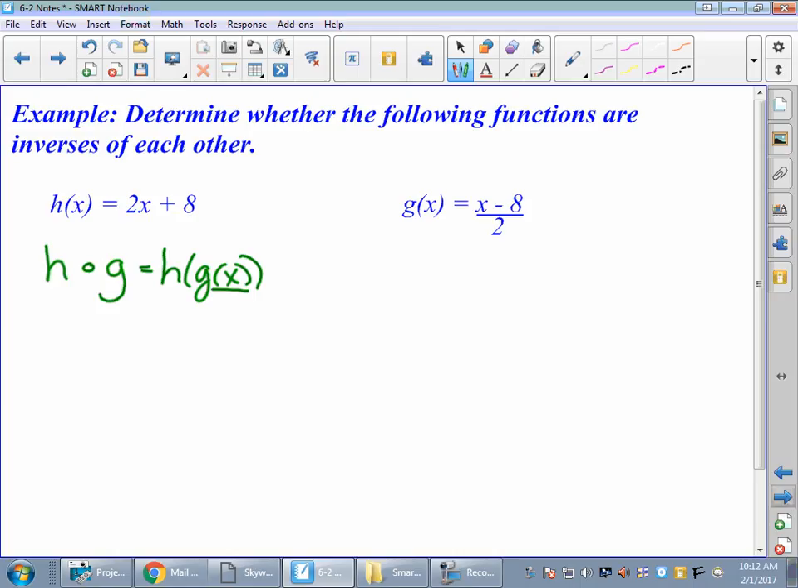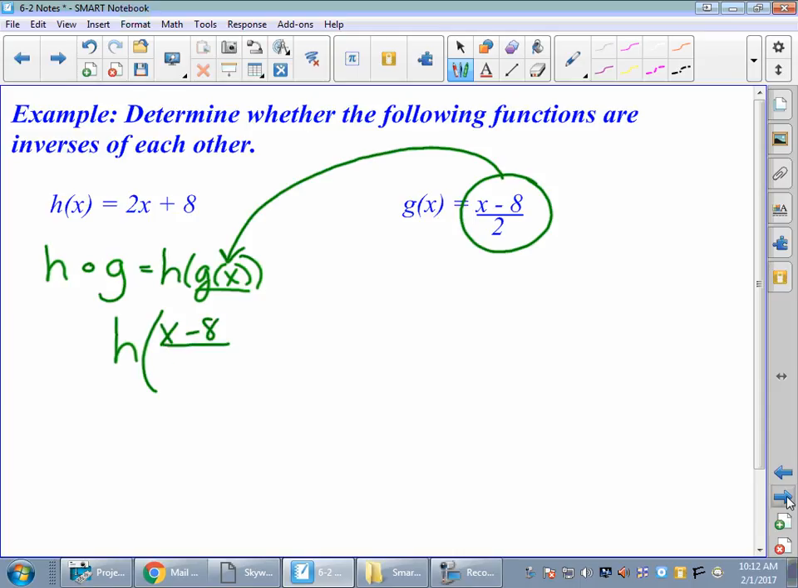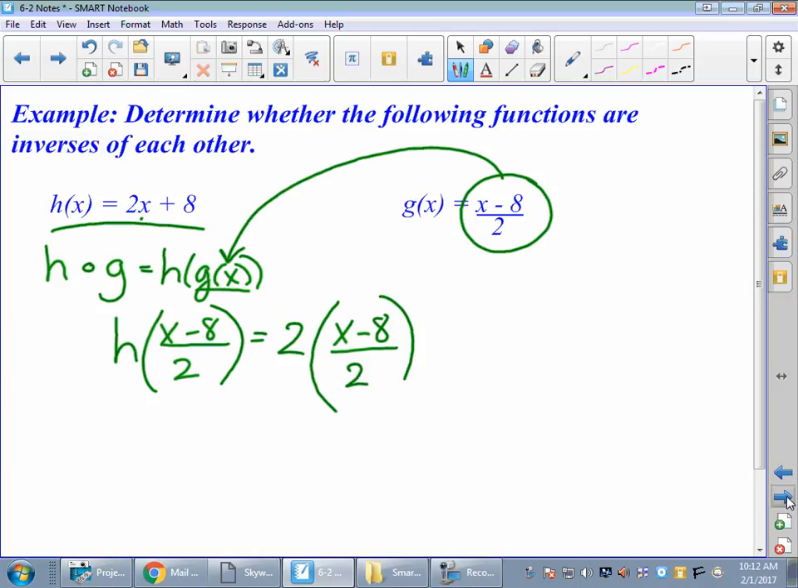I can see G of X sitting inside the H of X function. So I'm going to take the actual G of X function and plug it into that spot. So I'm going to find H in terms of X minus 8 over 2. And what that function notation means is I'm going to use the H of X function, and wherever I see the variable, I'm going to replace it with X minus 8 over 2. So that's 2 times the quantity, X minus 8 over 2, plus 8.